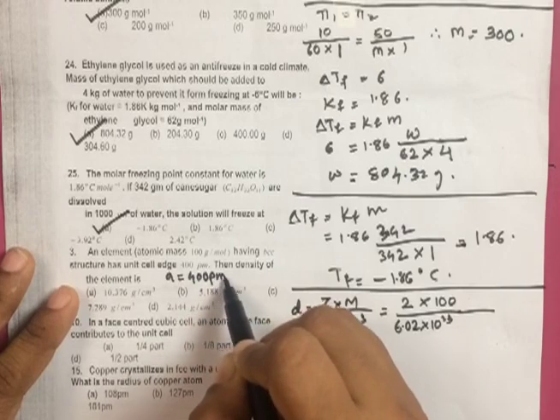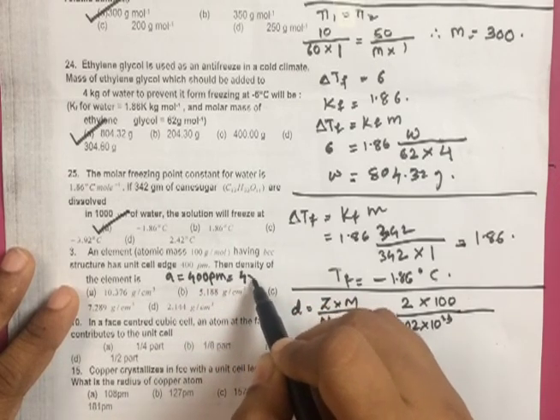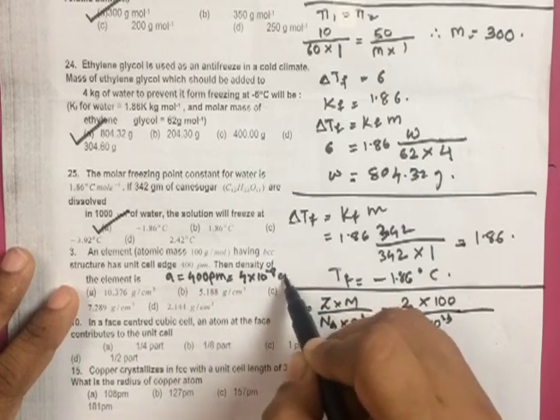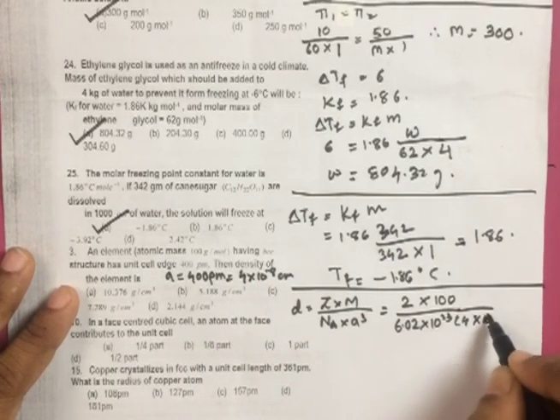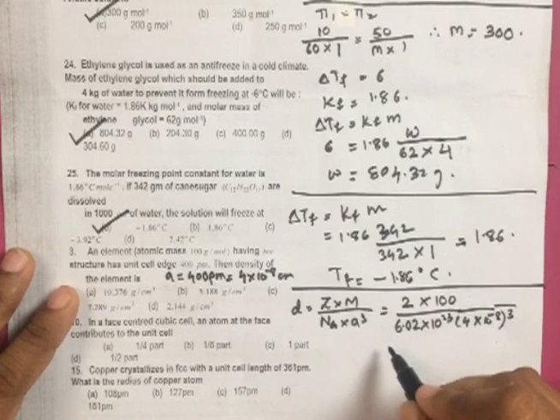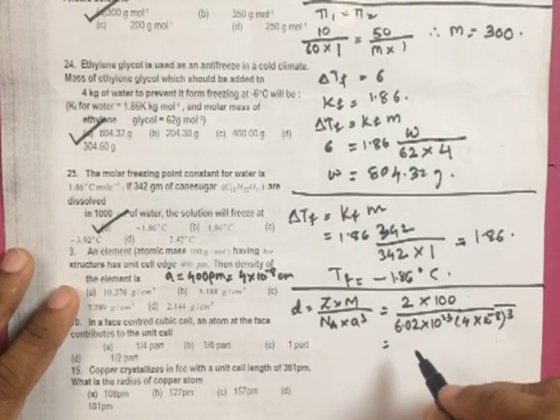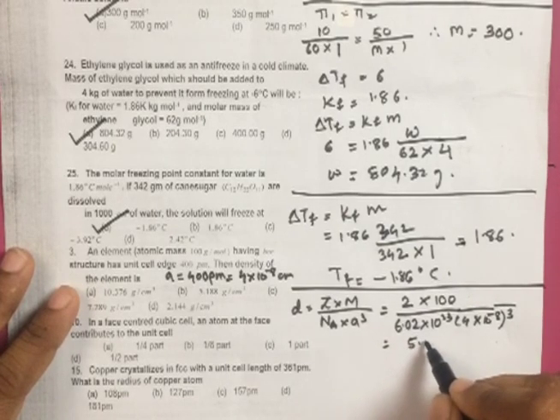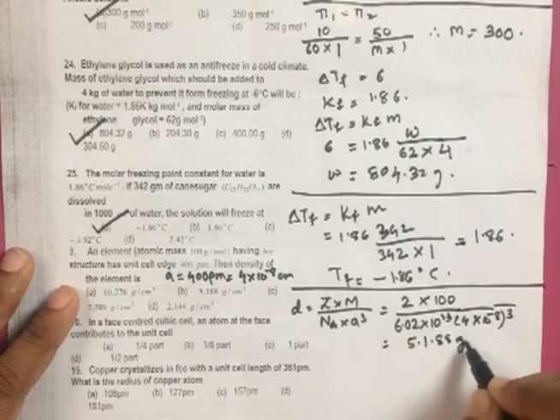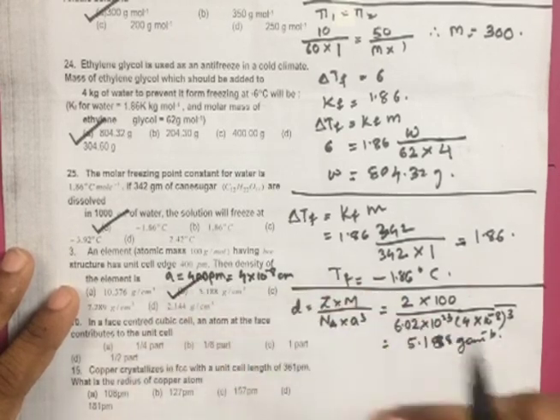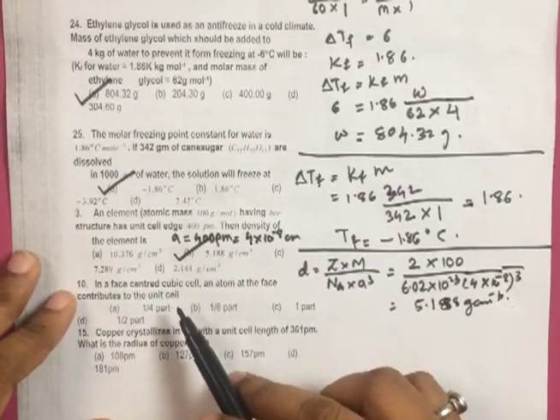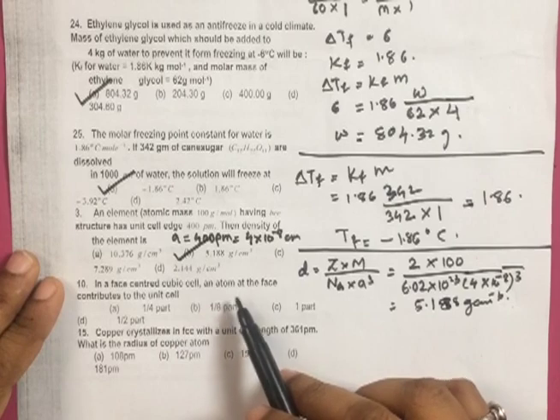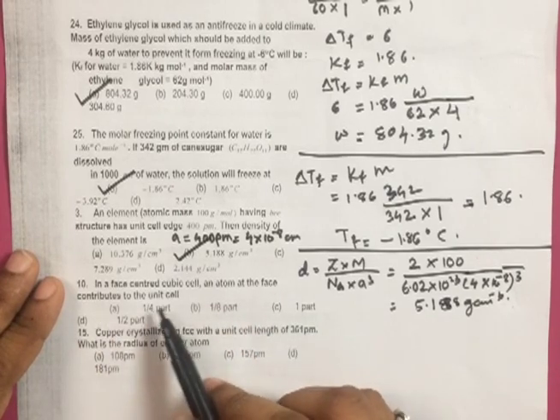Molar mass given is 100. Na, Avogadro's number, is 6.02 into 10 raised to 23. The edge length a is given to us, that is 400 picometer, which equals 4 into 10 raised to minus 8 centimeter. So a cube will be (4 into 10 raised to minus 8) cube. When you calculate this, you will get an answer of 5.188 gram per centimeter cube. Therefore answer B.